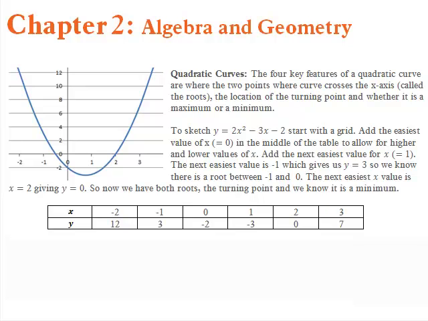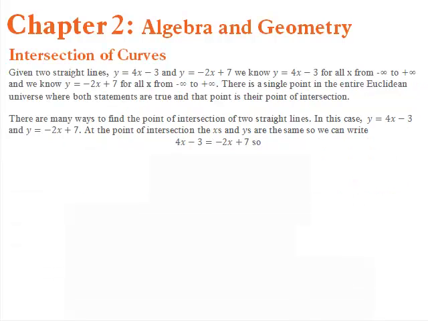Now we get on to the intersection of curves. Let's start with straight lines. Take the line y equals 4x minus 3. It's true to say that y is equal to 4x minus 3 at any point on that line from x equals minus infinity to x equals plus infinity. It's also true to say that y equals minus 2x plus 7 anywhere on that line from x equals minus infinity to x equals plus infinity. And there's one point in the whole universe where both statements are true at the same point, and that's where they cross.